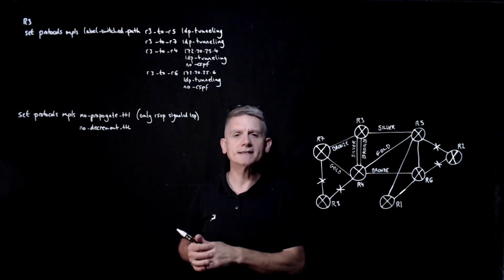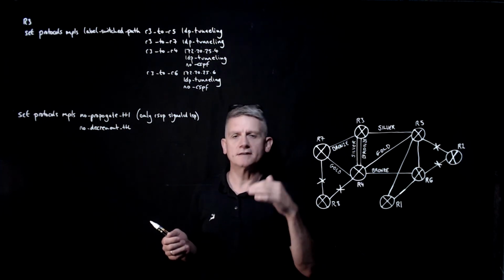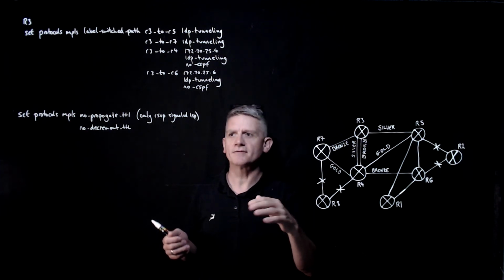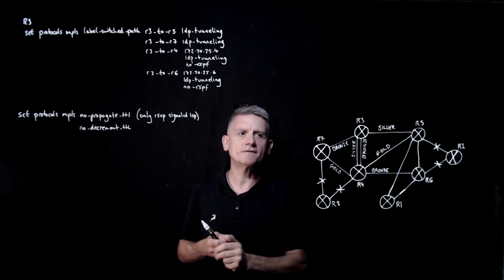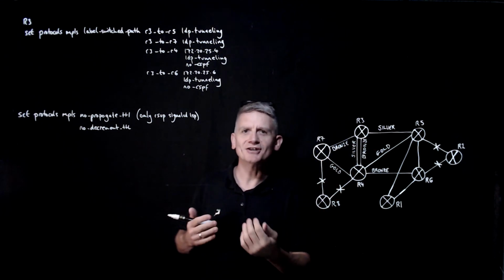No decrement TTL works on both RSVP and LDP, and it just rewrites the time to live at 255. So it just exits at 255. You can't see any of the detail inside, but obviously you get an unusual TTL value.